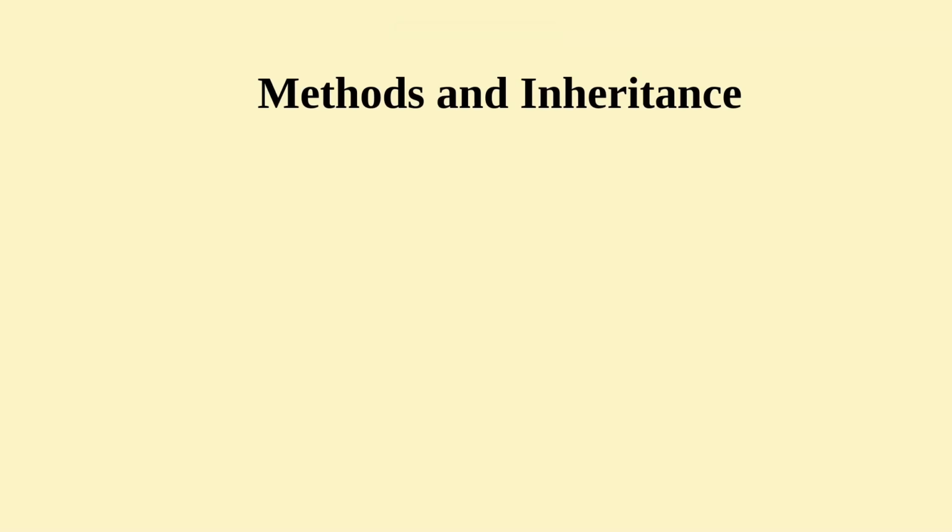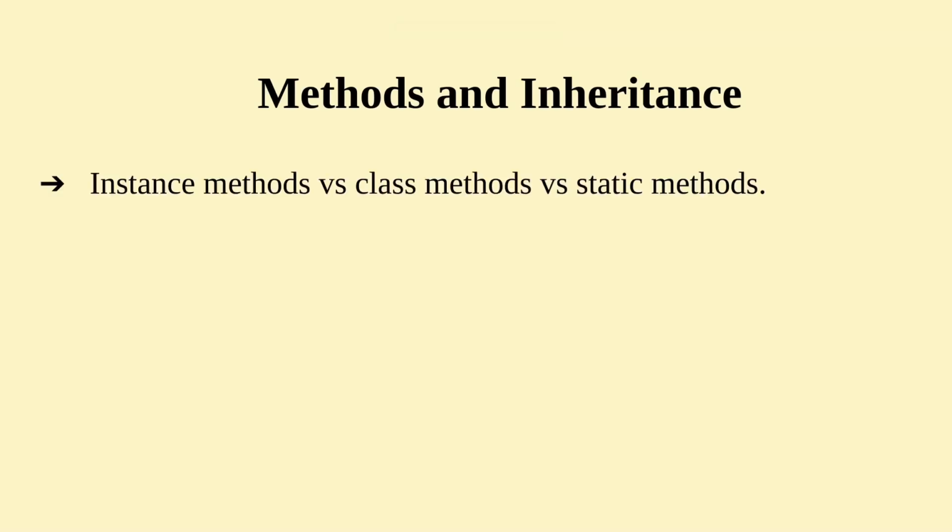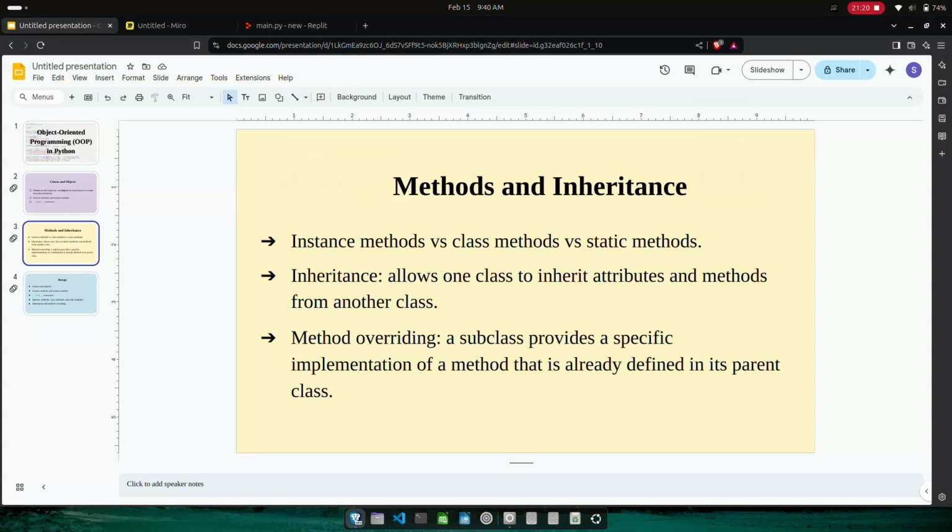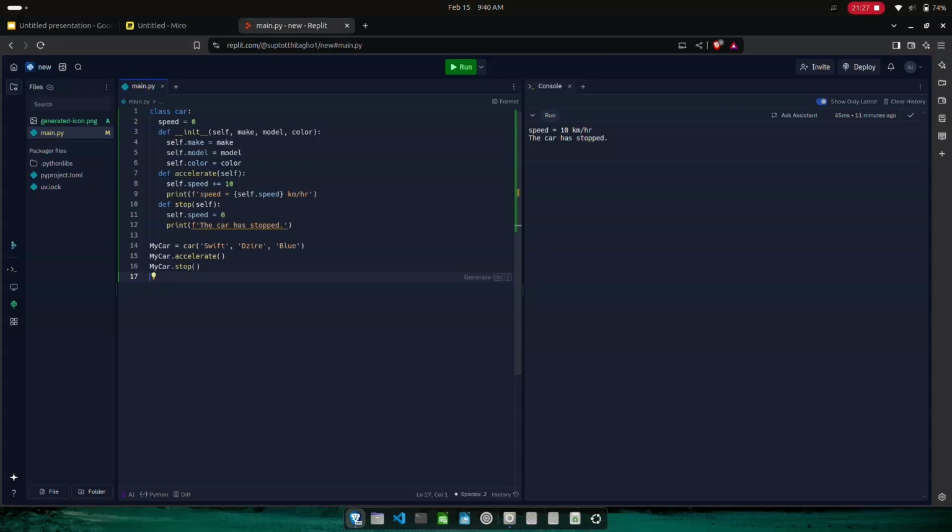Methods and inheritance. Instance methods versus class methods versus static methods. We have already seen what instance methods are. We know that they operate on instances, and we can access and modify instance-specific attributes like these ones. So they operate specifically on instances of classes. Now class methods, as the name suggests, affect the class as a whole. They operate on the class and not on the attributes or objects.